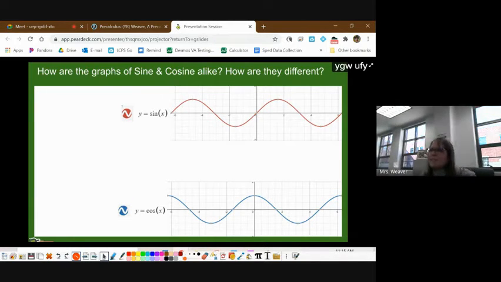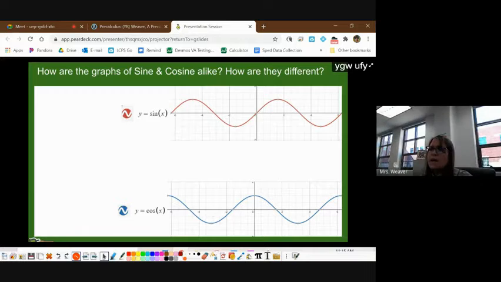Okay, so Nicholas has that one of the differences is that sine crosses at the origin and cosine does not. That's true. Cosine has a y-intercept at +1. David's got that they're the same, they have the same domain and range. Their domain is all real numbers and their range is -1 to 1. That's true.